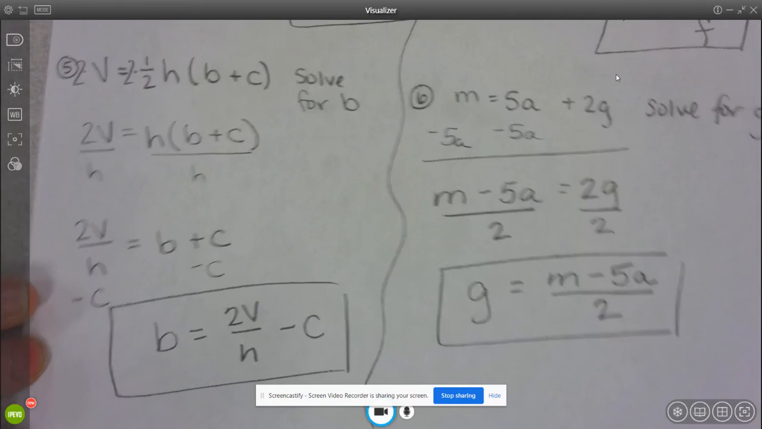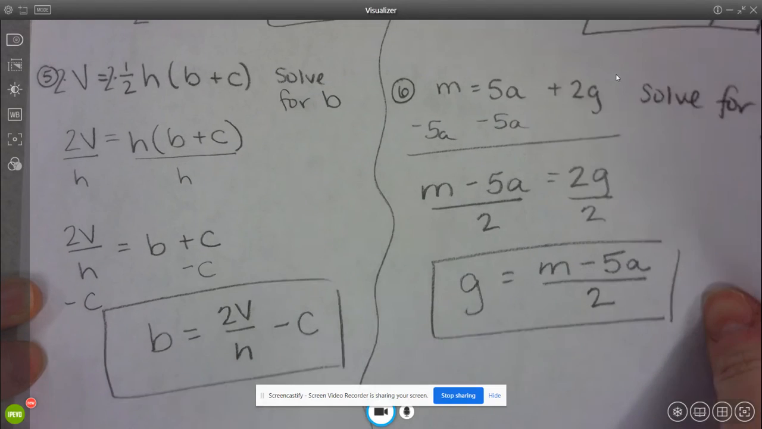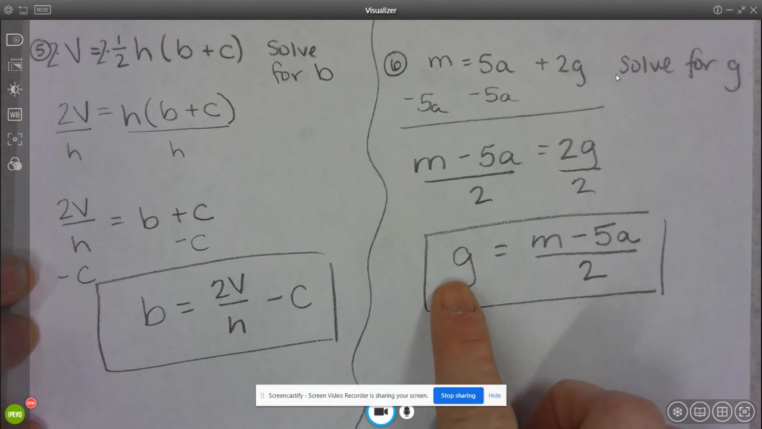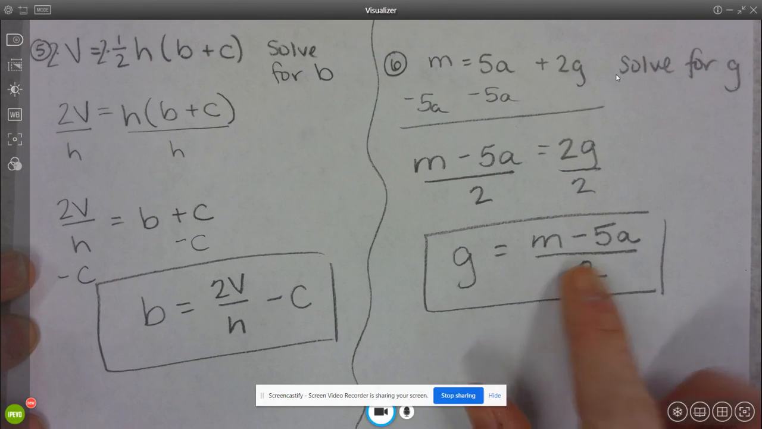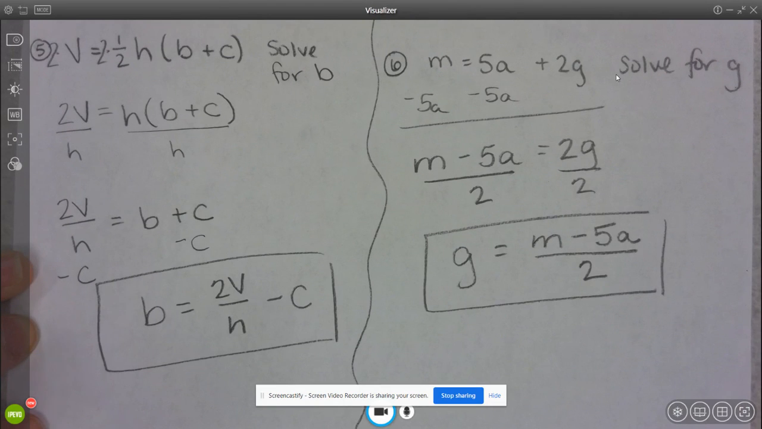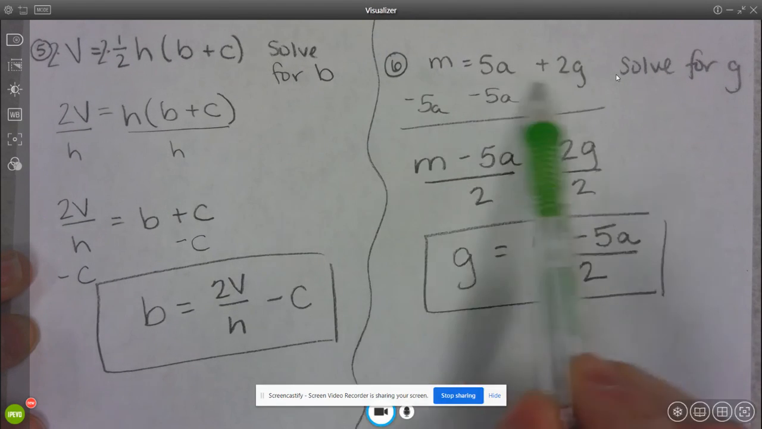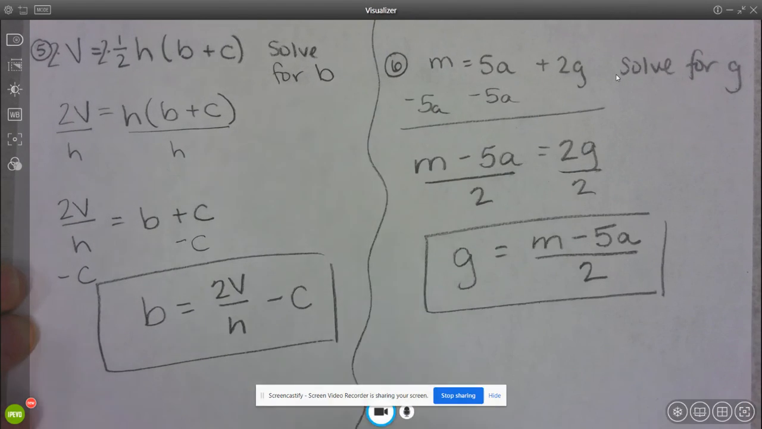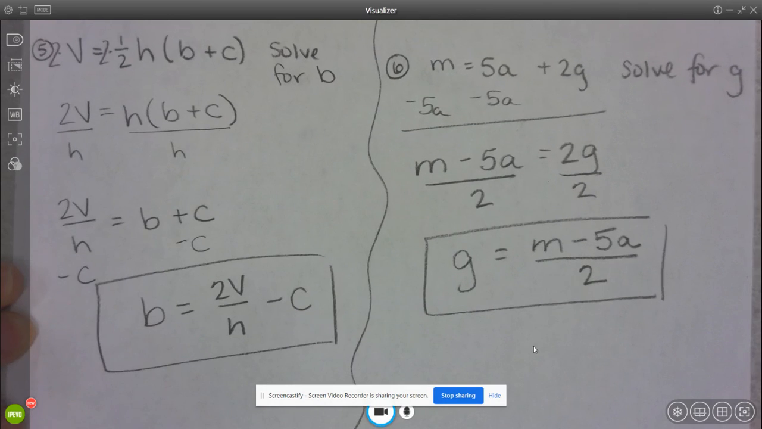So really the only difference is, instead of simplifying to get g being equal to some number, I'm actually going to be left with everything I had at the beginning. I'm just doing all of the same undoing steps to end with a rearranged formula.